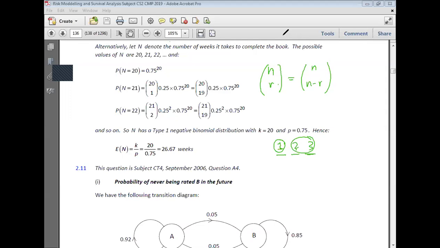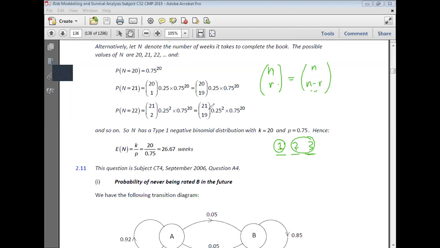Does this make sense to you guys? Are you guys there? Yes, ma'am. Okay. So that is basically the reasoning behind this particular result.